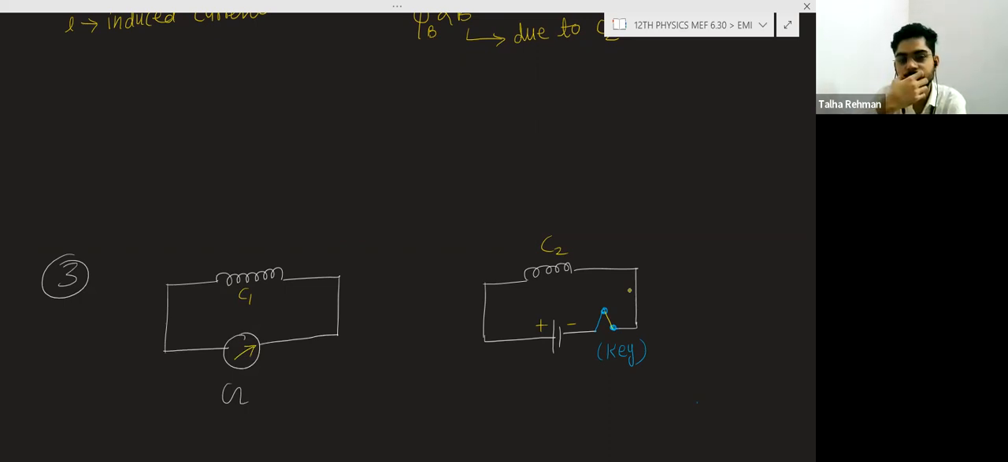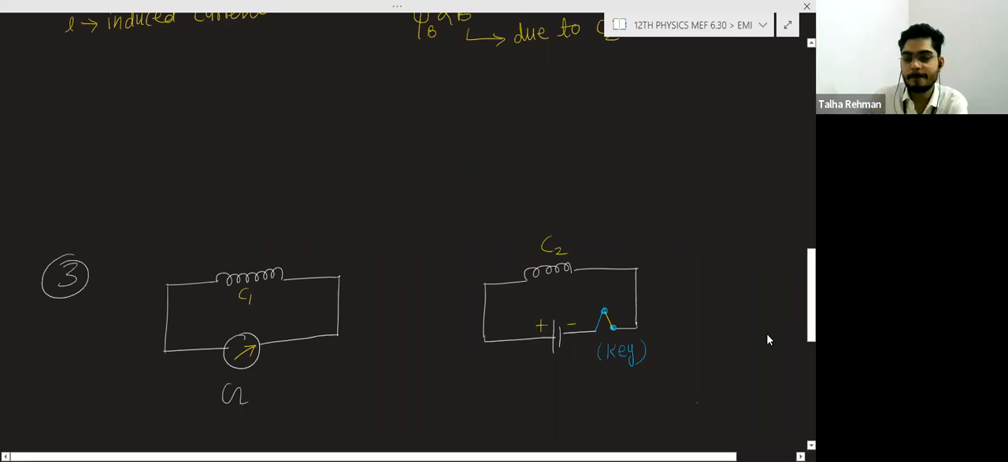Because of the electric field. Electric field or magnetic field? Magnetic field, sorry. What will happen now? See, the current will pass through, right? If we switch the key on.